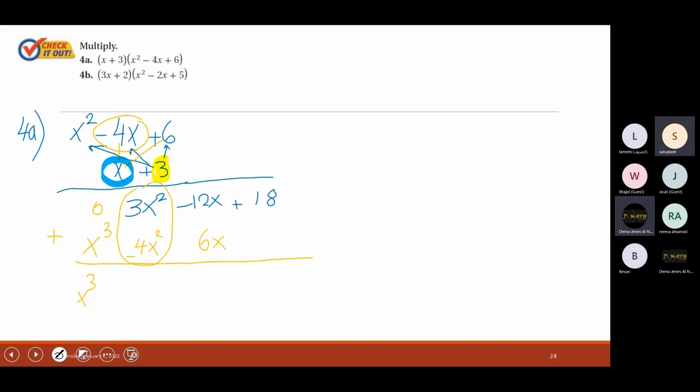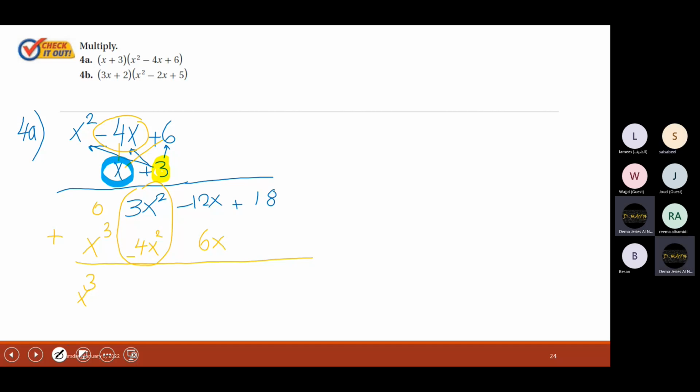What will be? Answer. We will add them because they are the same sign. They are the same thing. So it will be just one. 7x to the power of 4. Negative 7x to the power of 4.